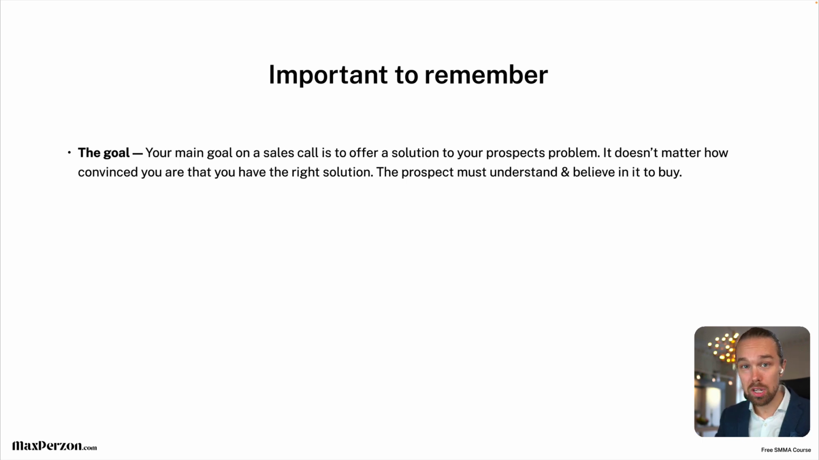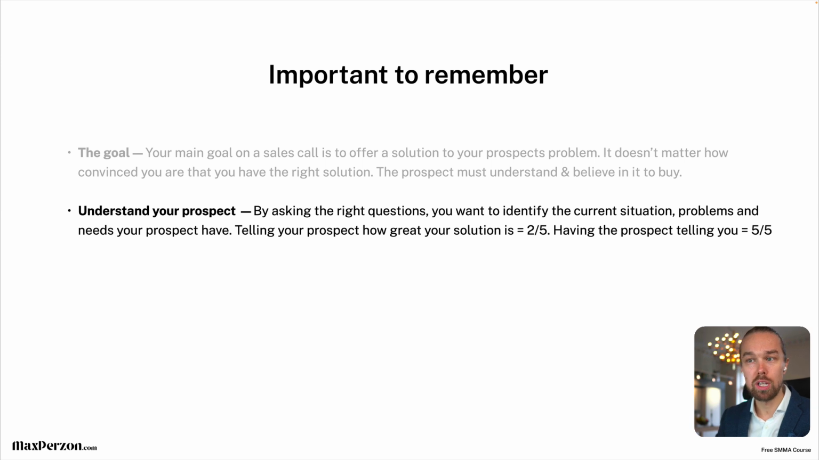And it's also the easiest way to do it. So understand your prospect. By asking the right questions, you want to identify the current situation, problems, and needs your prospect has. Telling your prospect how great your solution is is like 2 out of 5. It's not that great. It's okay. It can work sometimes. But having the prospect tell you how great it is, that's 5 out of 5.